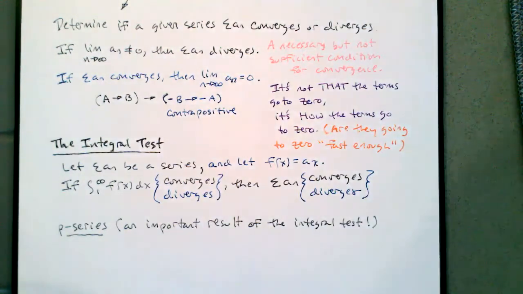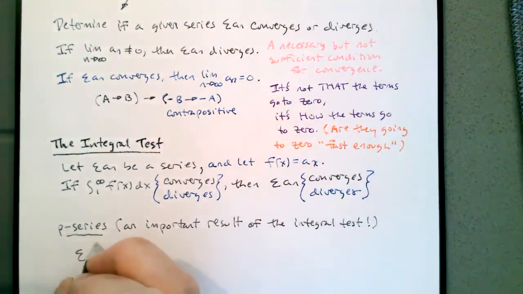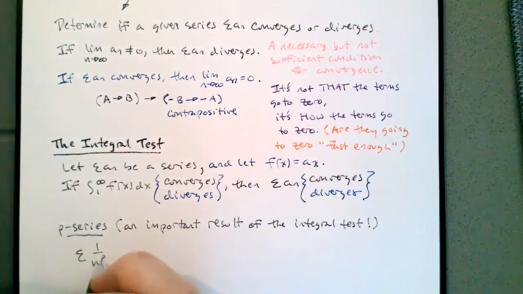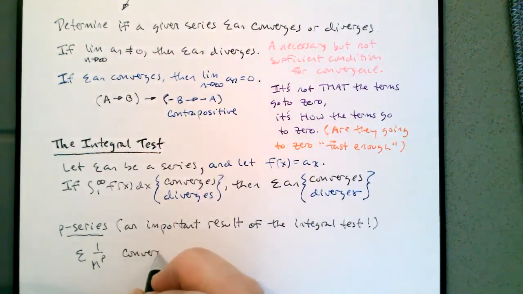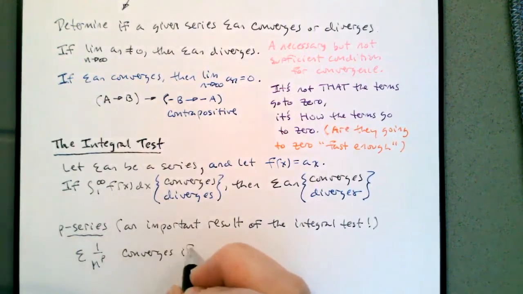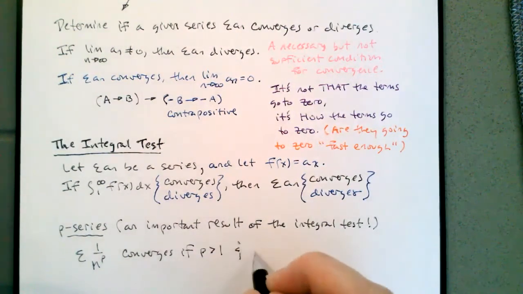So a P series is a very simple series. It has the form 1 over n raised to the p power. And this converges if p is strictly greater than 1 and diverges otherwise.